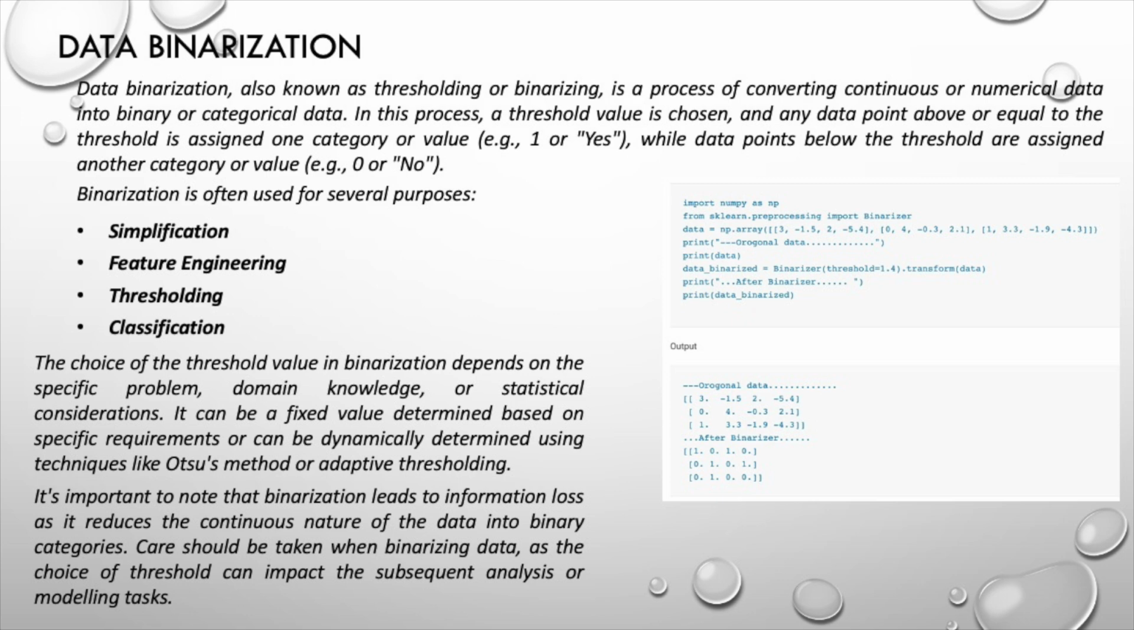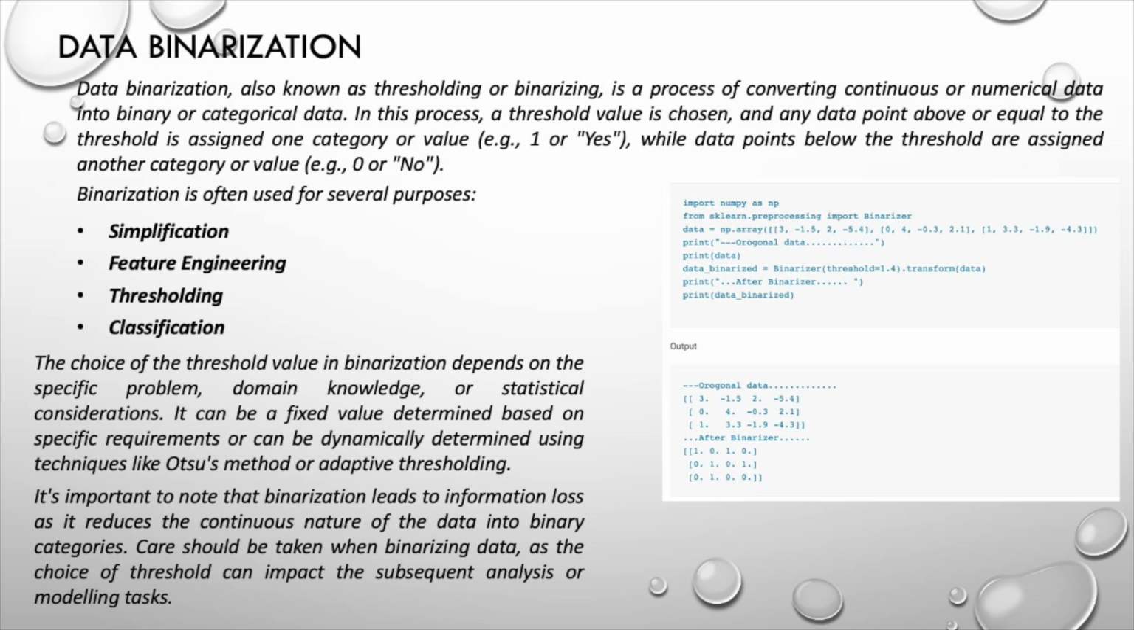Feature engineering. Binarization can be a part of feature engineering, where continuous features are transformed into binary features to represent certain characteristics or patterns in the data. For example, converting a temperature variable into hot or cold based on a threshold. Thresholding. Binarization allows for thresholding, where specific values or conditions are of interest. By defining a threshold, the focus is on whether a data point meets or exceeds that threshold, rather than the specific value itself.